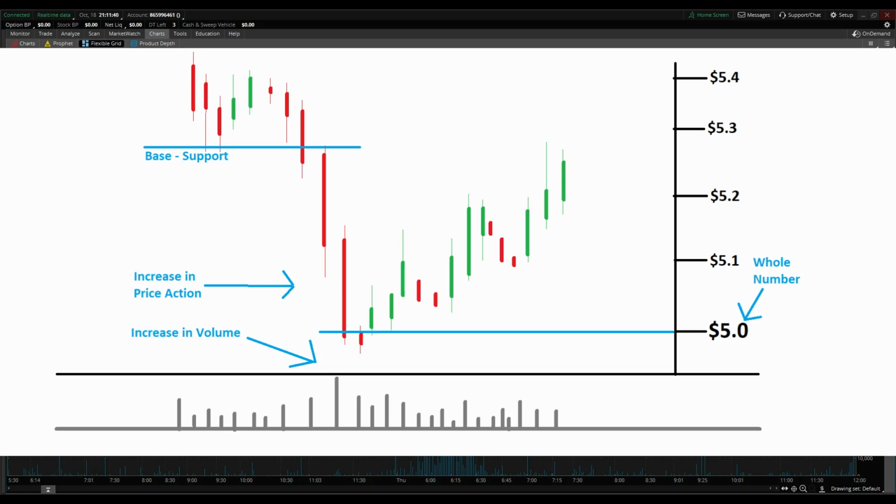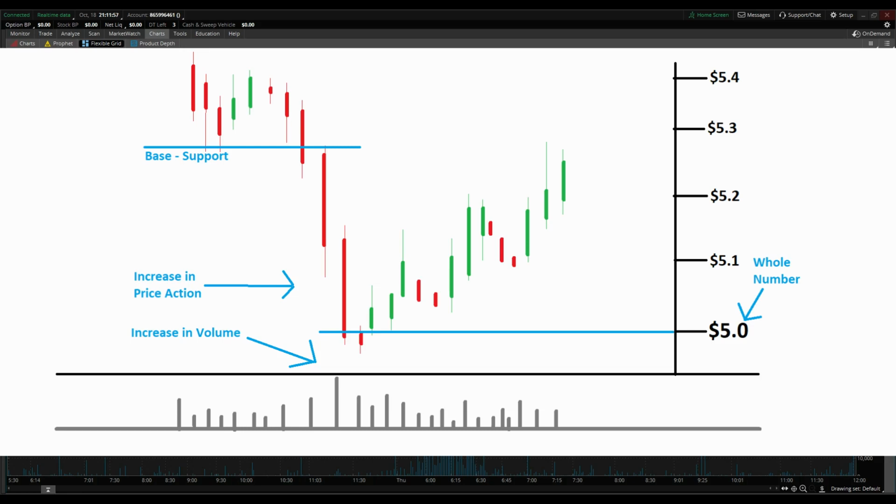So as the stock is tanking, you don't want to start buying as the stock is going down, right? You don't want to catch a falling knife. Instead, you want to wait for the stock to confirm that it's changing trend before you take your entry. So as we see here on this example, stock's falling. We catch a base here at $5.